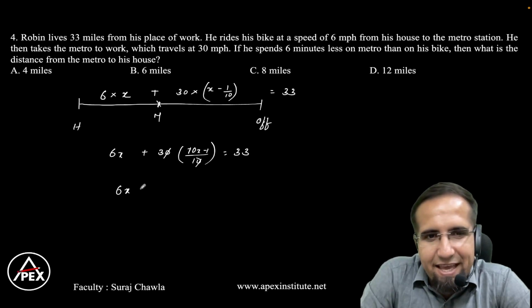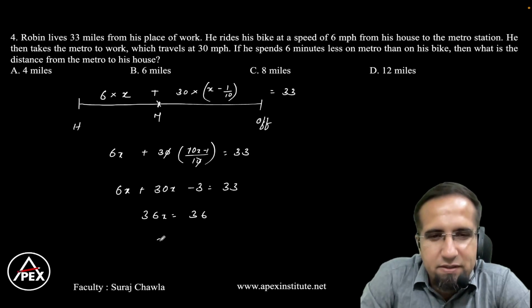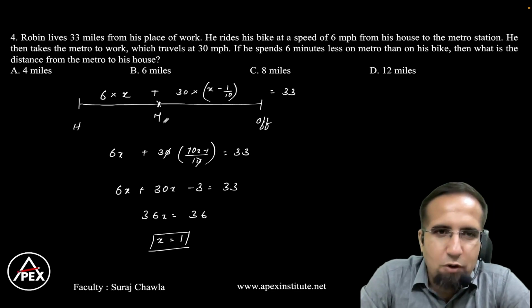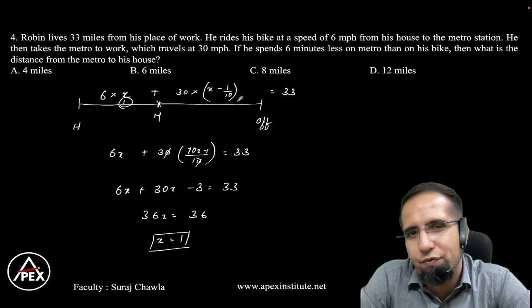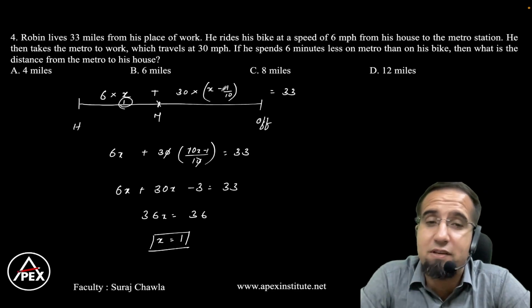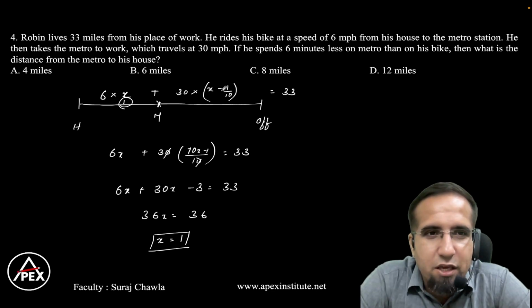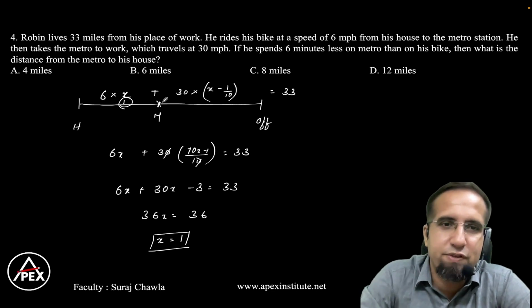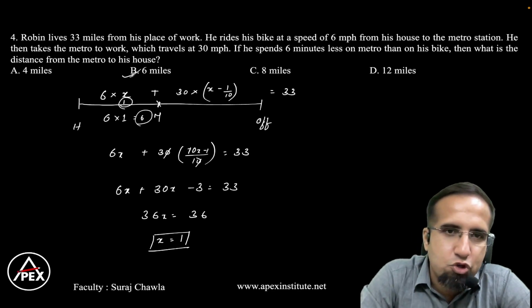So we have 6x plus 30x minus 3 is equal to 33, or we have 36x is equal to 36, or we have the value of x is equal to 1. That means from his house to metro he has been traveling for 1 hour, and 54 minutes is the time for which he has been traveling from his metro to office. Now what is the question asking you? The question is asking the distance from his house to the metro, that is 6 into 1, which is going to be 6 miles, the required answer.